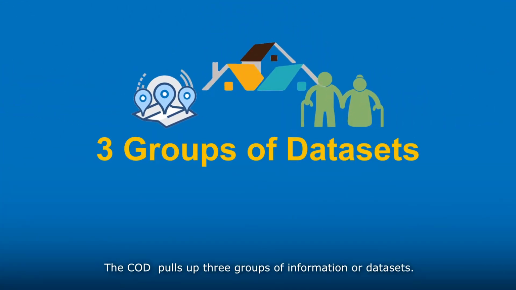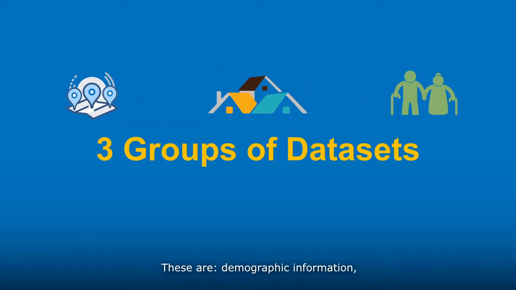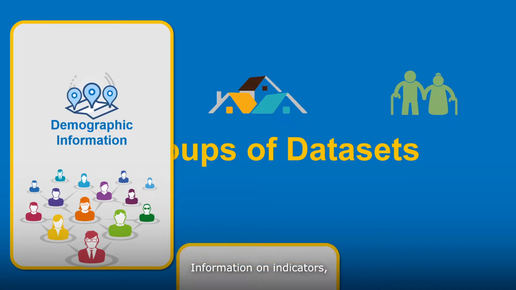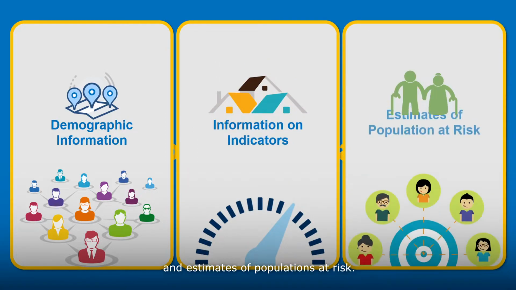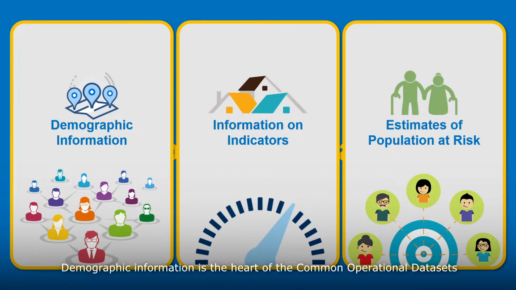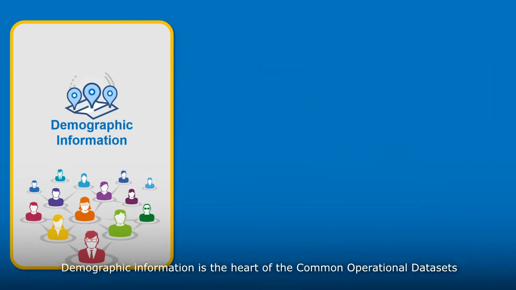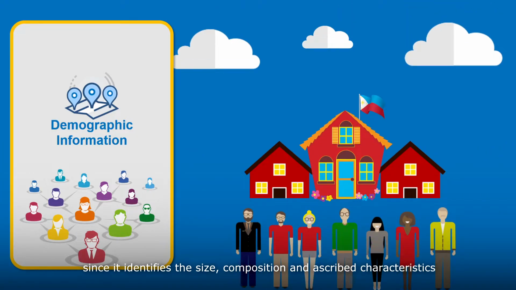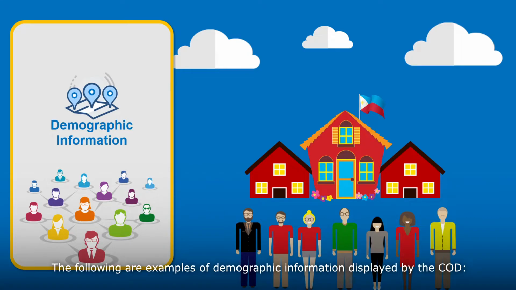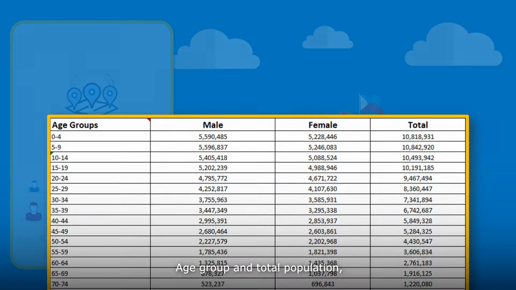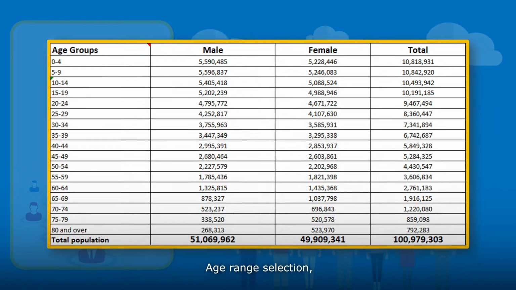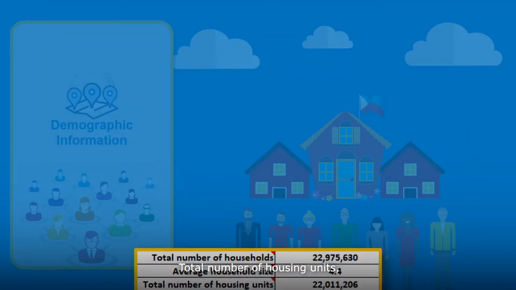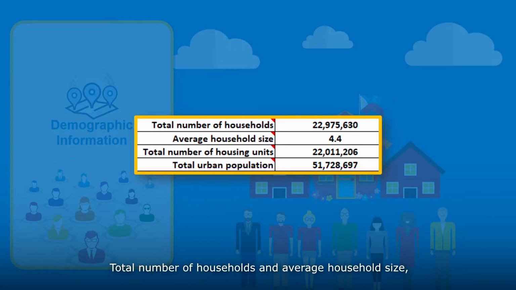The COD pulls up 3 groups of information or datasets. These are demographic information, information on indicators, and estimates on populations at risk. Demographic information is the heart of the Common Operational Datasets, since it identifies the size, composition, and described characteristics of the population of interest. The following are examples of demographic information displayed by the COD: age group and total population, age range selection, total number of housing units, total number of households and average household size, and total urban population and marital status.